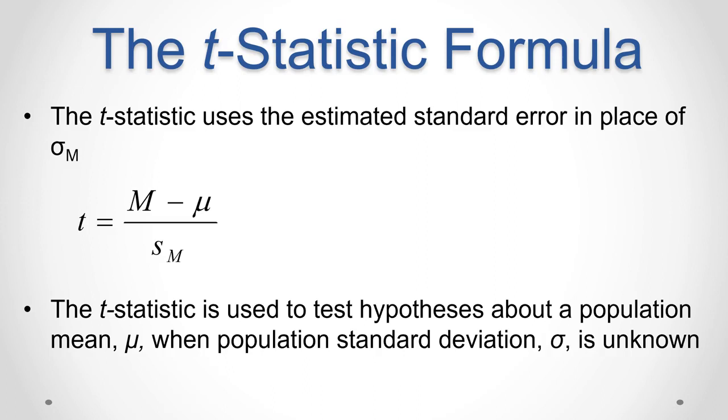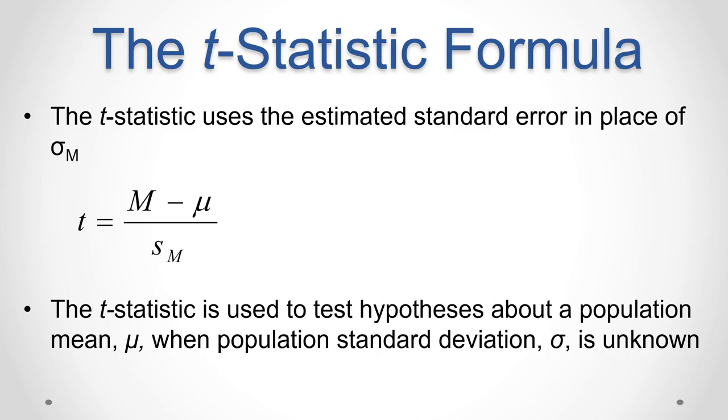The t-statistic formula is almost the same as the z-statistic formula. You should notice that the t-statistic formula uses the estimated standard error s_M in place of standard error sigma_M. The t-statistic is used to test hypotheses about a population mean mu when population standard deviation sigma is unknown.